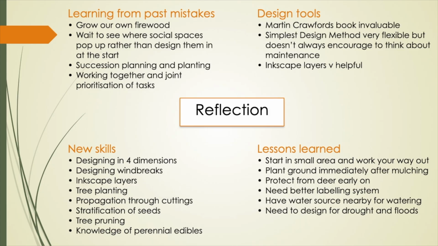Labelling: I seem to keep losing labels for things that either come off in the wind or the water washes them off. So we need to do something better about that. And we need to make sure that we have a nearby water source for watering things in, and also for watering plants when we're in these droughts, because it does seem to be a recurring theme every year.